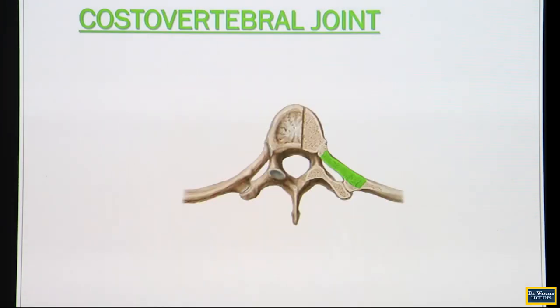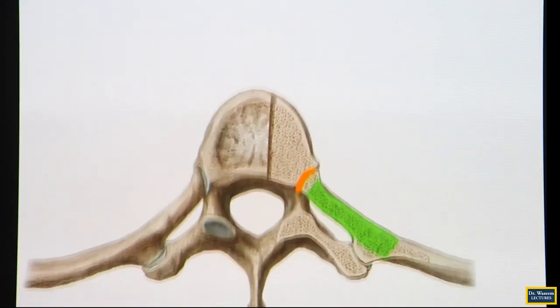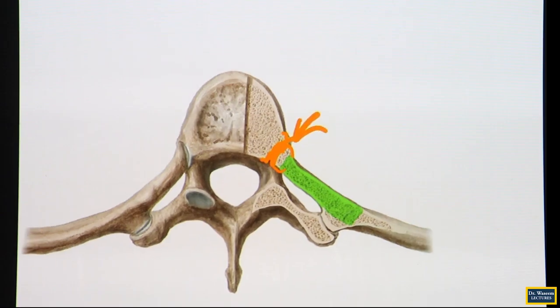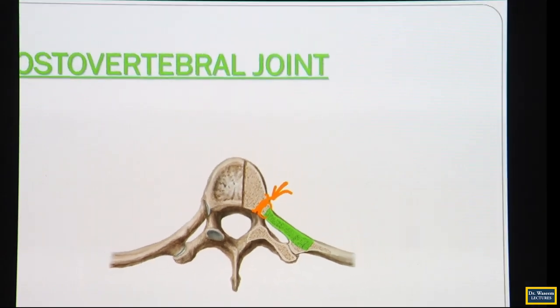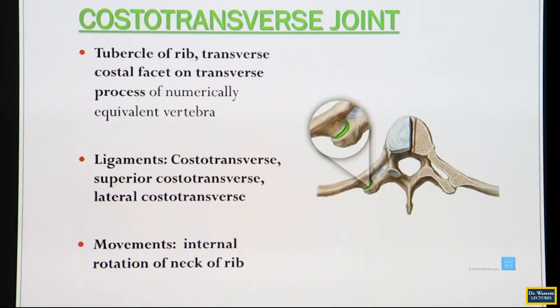These are called the costovertebral joints. You watch this also is costovertebral. You will see here the facet attaching here. Costovertebral joint: see the head with the costal facet on the body. Then there is the costotransverse joint.